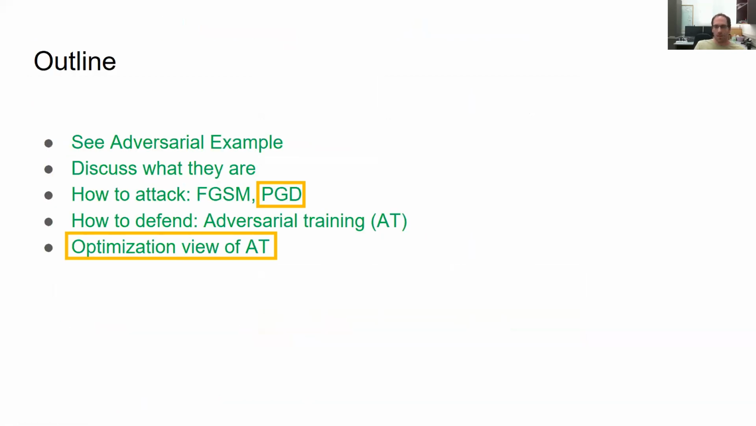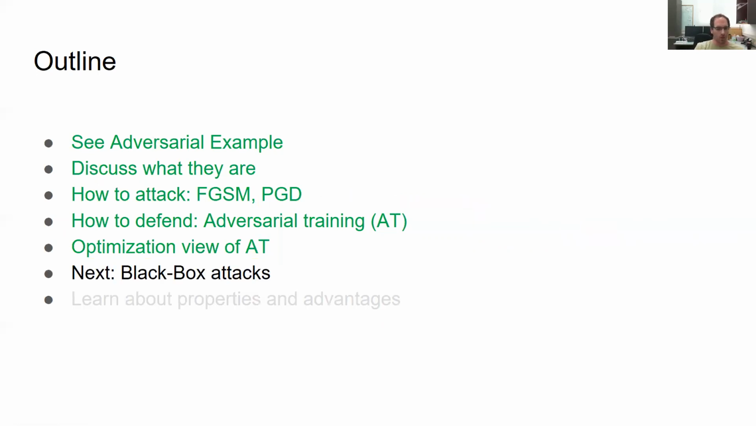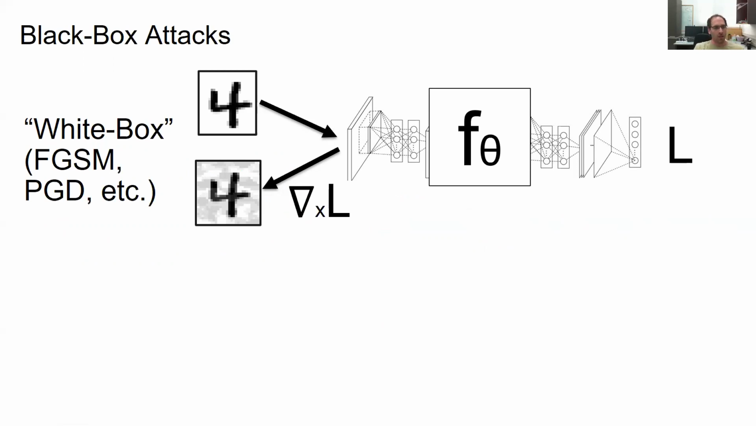So we've seen how to attack with FGSM and PGD. We've talked a bit about the optimization view of adversarial training. All these were white box attacks, where I knew exactly, I had the model, I could compute the gradient, and I could do whatever I wanted. So we're going to talk briefly about black box attacks. As I said, white box is where you have the model, you can compute the gradient, you can do whatever you want, like FGSM and PGD, etc.